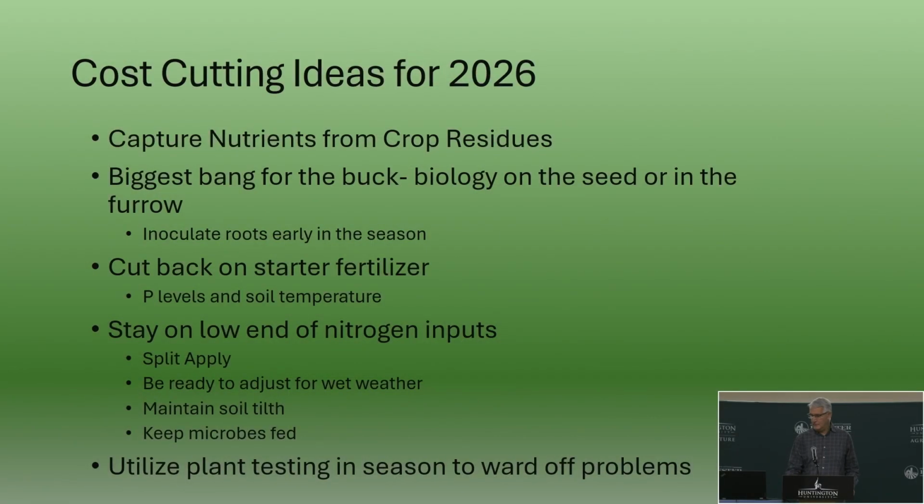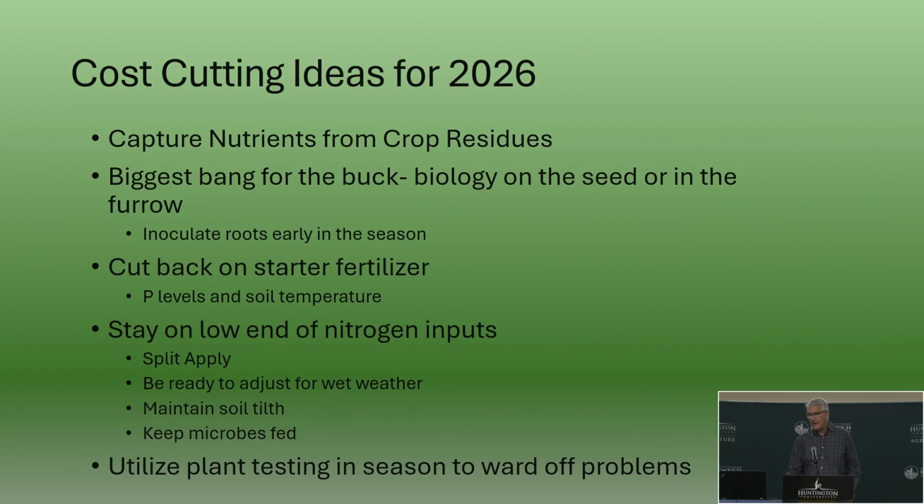You know, Clint talked about the Endo 25 being about a $2 treatment on corn, maybe 4 to 6 on soybeans, depending on your seeding rate. Cut back on starter fertilizer, especially if your P levels are good and soil temperatures are warmer. We want to stay on the low end of nitrogen inputs.